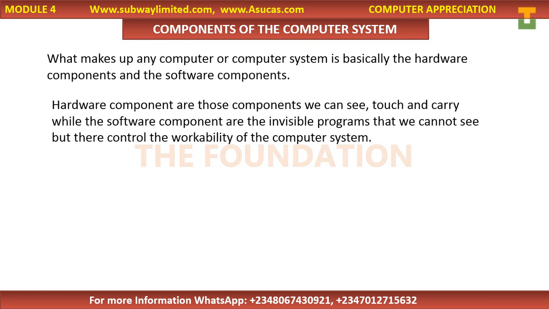So when we say hard copy, those things we can see, we can touch. The same thing is applicable when we say hardware components. Hardware components are those components of the computer that we can see, we can touch, they are visible for us to see. So hardware components are those components we can see, touch, and carry, while the software components are the invisible programs that we cannot see, but they control the workability of the computer system. Hopefully I have done justice to that.